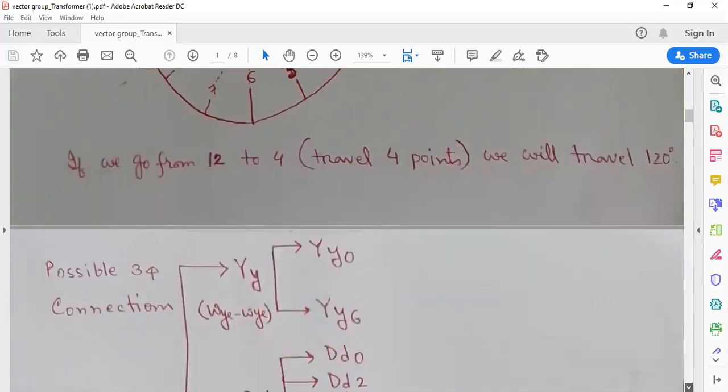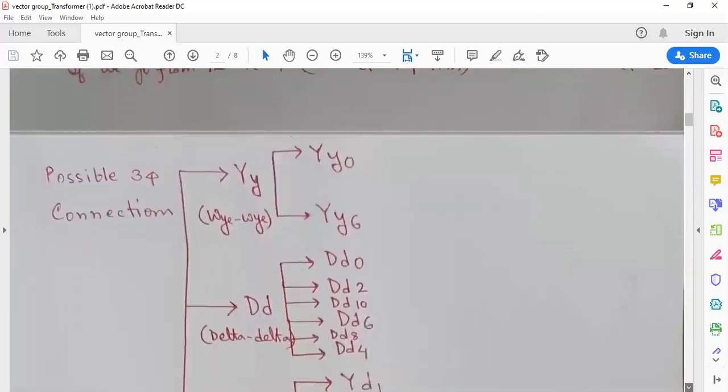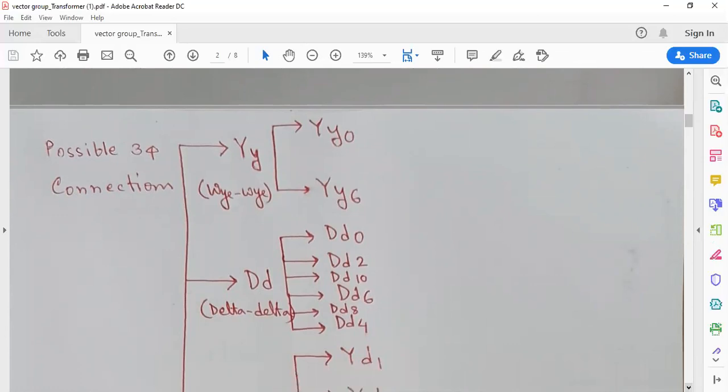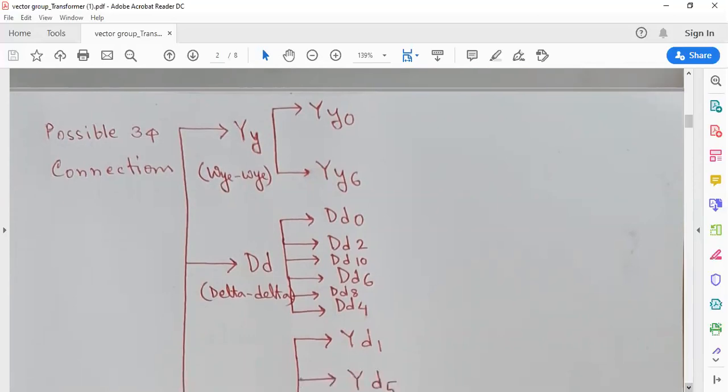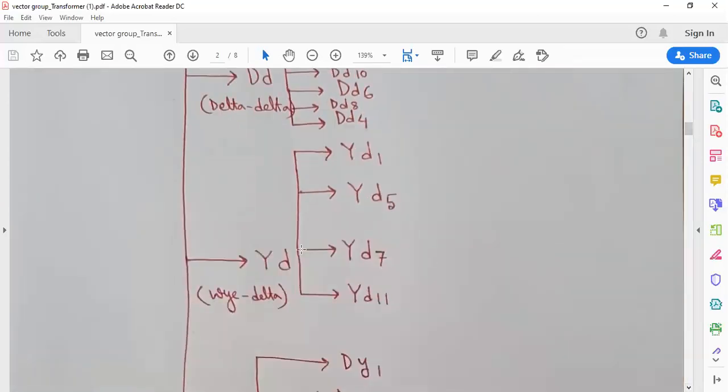Now we are starting today's lesson. We have already known different types of three-phase connection. What are the possible connections? In simple ways, the possible three-phase connections are the Y-Y connection, where primary is Y and secondary is Y. The delta-delta connection, where primary is delta and secondary is delta connected. Another is the Y-delta connection, where primary is Y and secondary is delta.